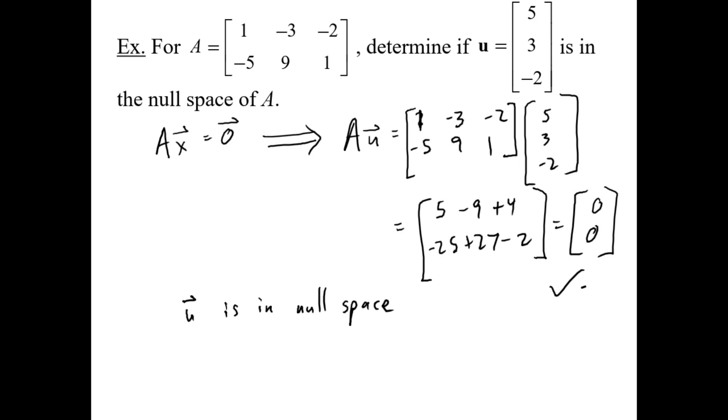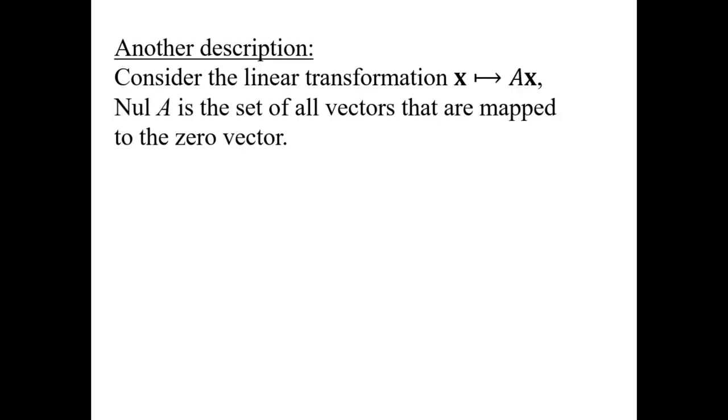Okay. Now, another description of the null space, consider a linear transformation. A linear transformation basically says take any vector x, and it's transformed into a new vector A times x, whatever that happens to be. Well, if we're solving the homogeneous equation, we are only interested in the vectors where the result of this product is the zero vector. In other words, the null space is the set of all vectors that are mapped to the zero vector. It's the set of all vectors that when you multiply A times x, the result is the zero vector. Okay, so just something to consider.